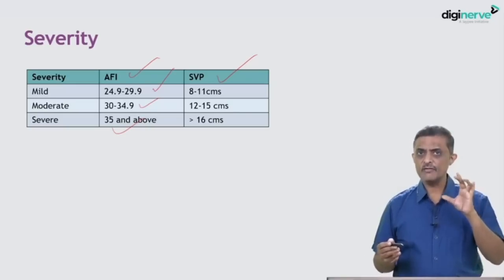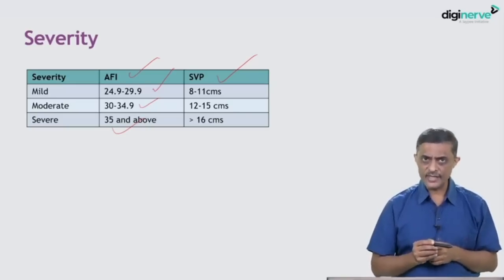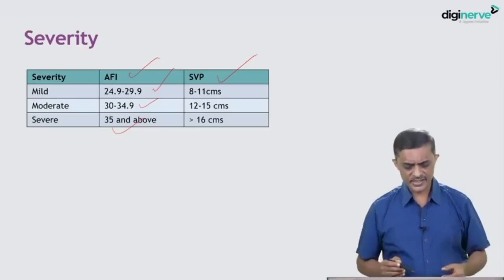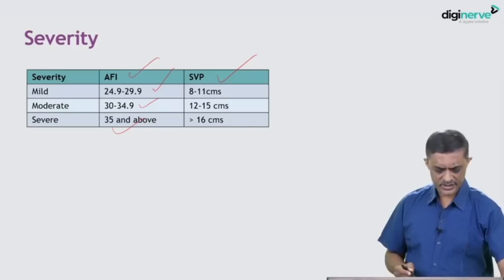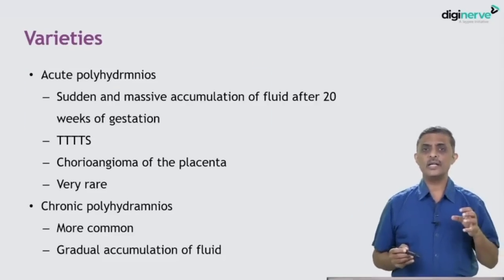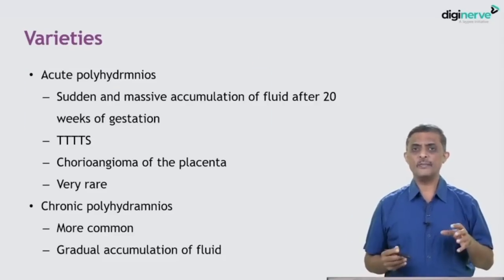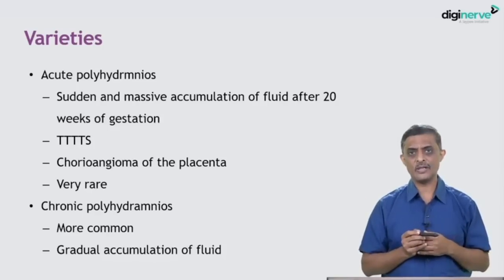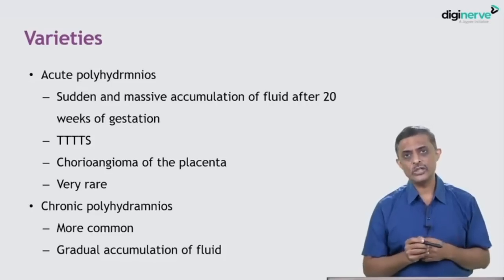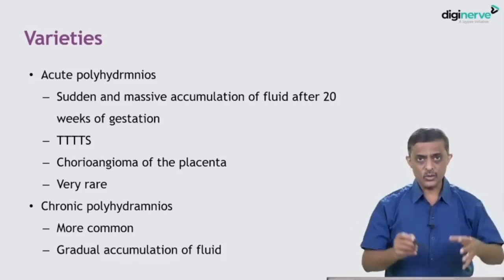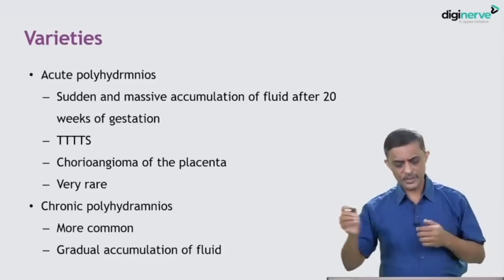In terms of single vertical pocket, 8 to 11 is mild, 12 to 15 is moderate, and 16 and more than 16 will be severe polyhydramnios. So polyhydramnios, contrary to oligo, of course, oligohydramnios also, when suddenly the fluid goes out, it is an acute oligohydramnios. But we classically don't use the term. But in polyhydramnios, it can occur acutely or it can occur over a period of time.